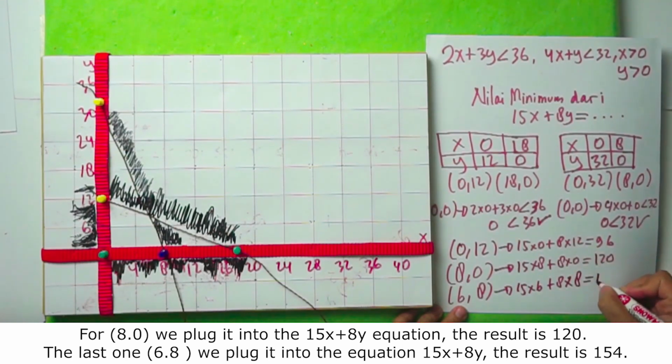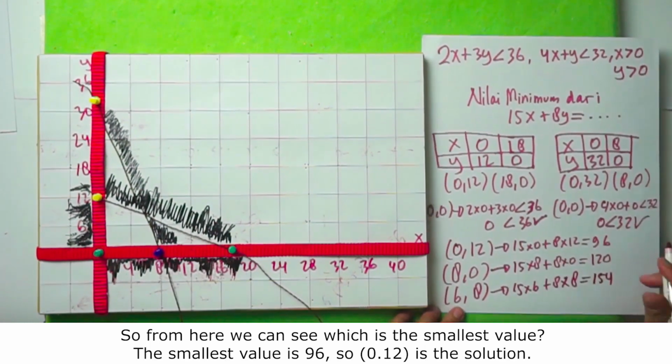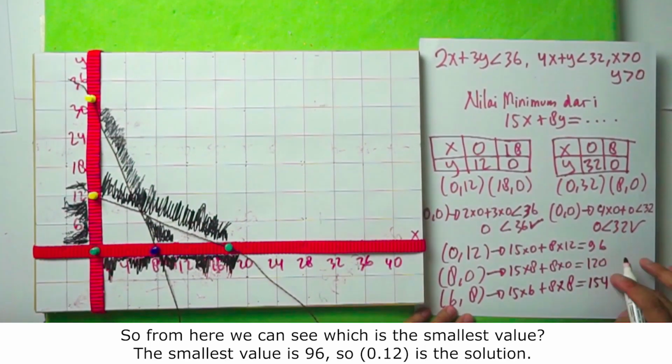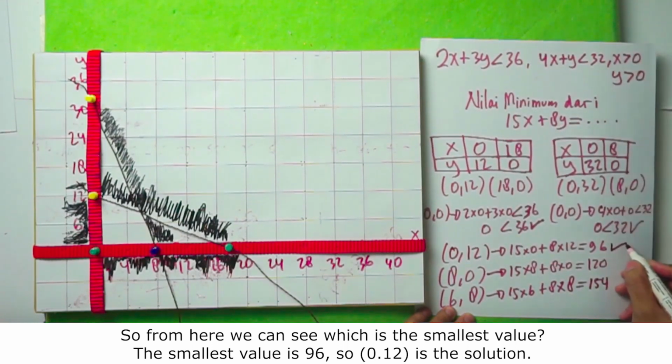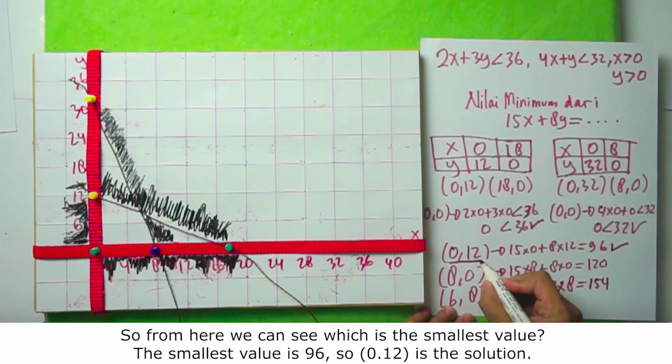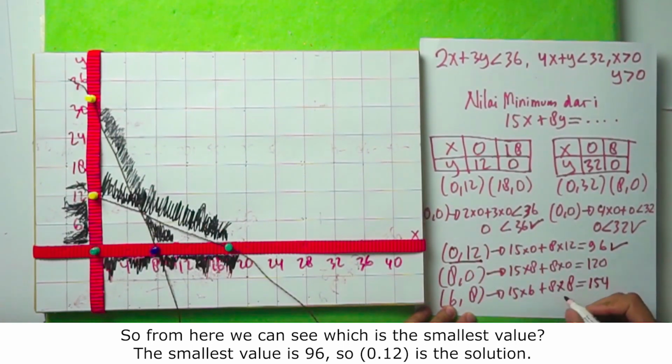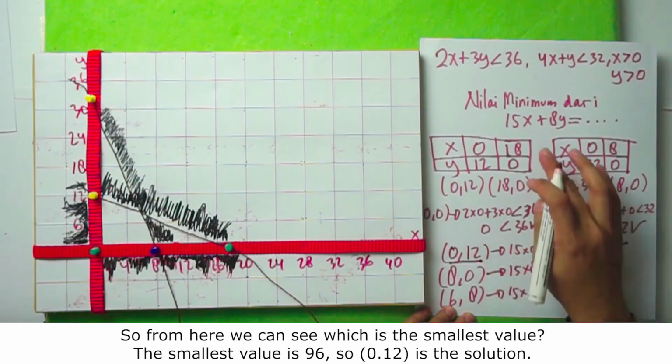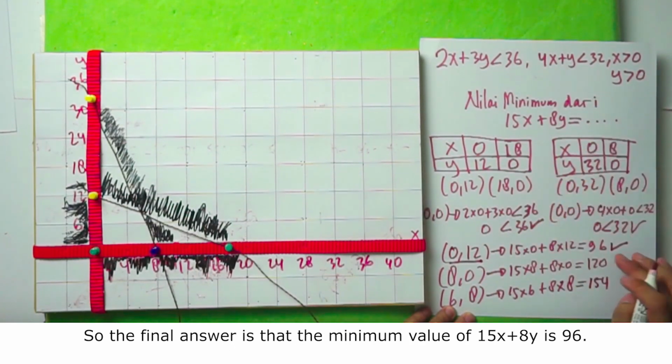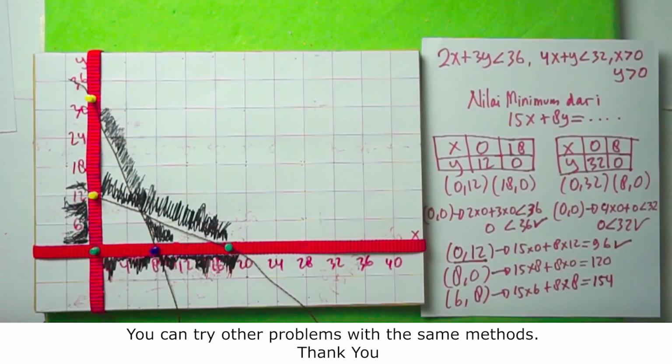Hasilnya adalah 154. So from here we can see which is the smallest value. The smallest value is 96. So 0, 12 is the solution. 0,12 adalah solusinya. So the final answer is that the minimum value of 15x plus 8y is 96. You can try other problems with the same methods. Thank you.